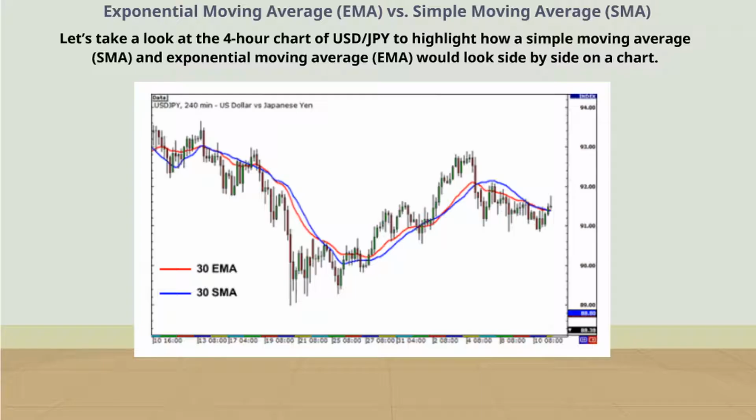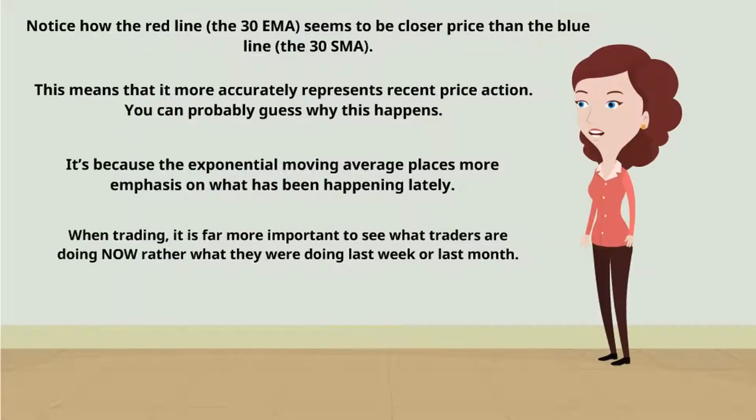Now I'll explain exponential moving average versus simple moving average. Let's take a look at the 4-hour chart of USD/JPY to highlight how a simple moving average, SMA, and exponential moving average, EMA, would look side by side on a chart. Notice how the red line, the 30 EMA, seems to be closer priced than the blue line. This means that it more accurately represents recent price action. You can probably guess why this happens. It's because the exponential moving average places more emphasis on what has been happening lately.